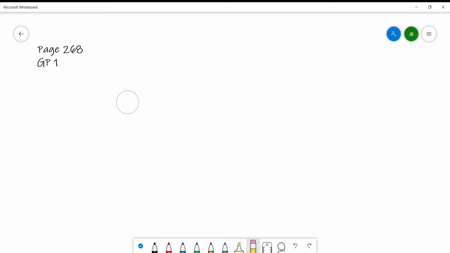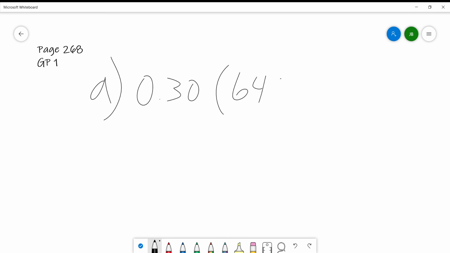Let's do this. That is how we do it. So 0.3, you can use calculators, times 640 equals the number of monitors, 192.